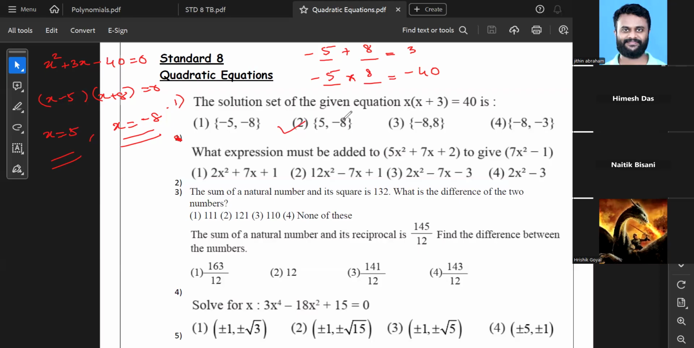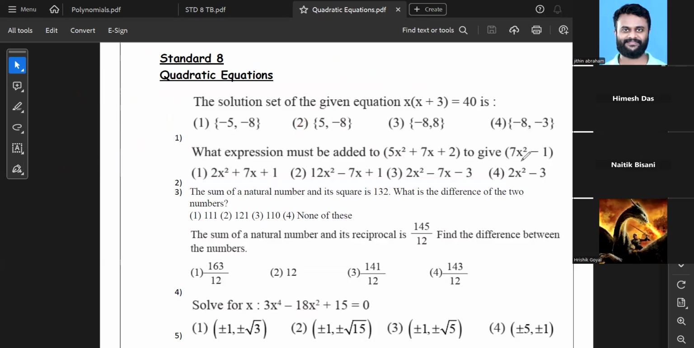Okay, I believe it's clear. Let's proceed to the second one. What expression must be added to a given expression to give another? So added means it's easy. I'll write 5x square plus 7x plus 2 plus some expression, which I'll call A, so that I get the answer 7x square minus 1. So I have to find A.